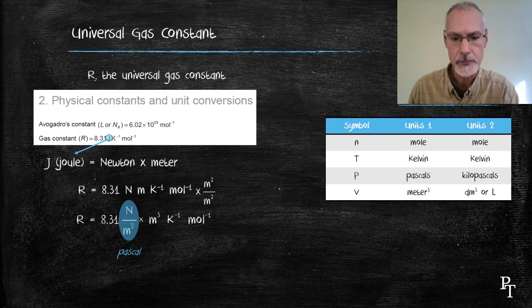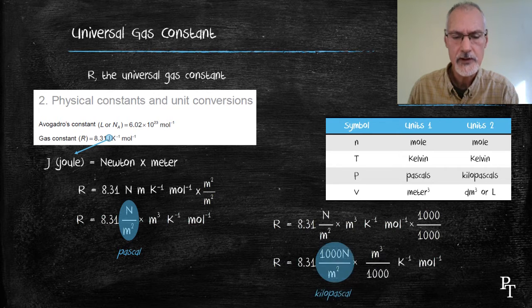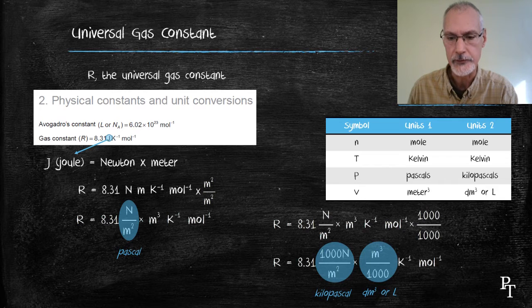But there is an alternative as well. If I take that expression and again I multiply top and bottom by 1,000, or a factor of 1, I get the following. 1,000 newtons per meter squared is the unit of the kilopascal, and meters cubed divided by 1,000 gives us decimeters cubed, or liters. So this gives us a second set of units that could be used. Moles, Kelvin, pressure expressed in kilopascals, and decimeters cubed, or liters, as the volume of our gas. So don't mix these two units. They have to be either units 1 or units 2.